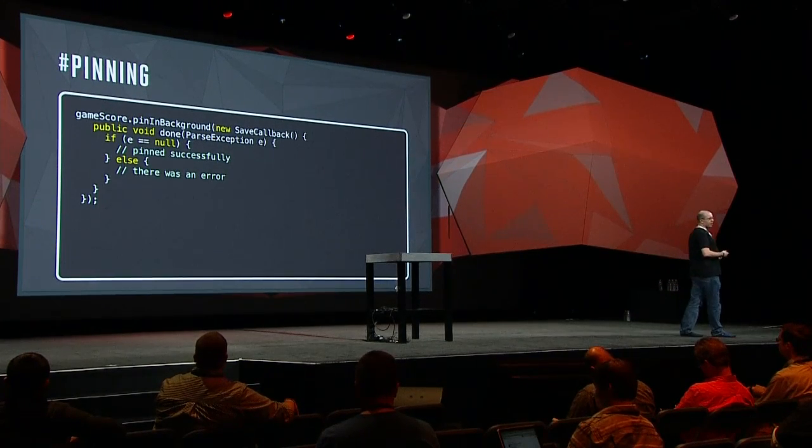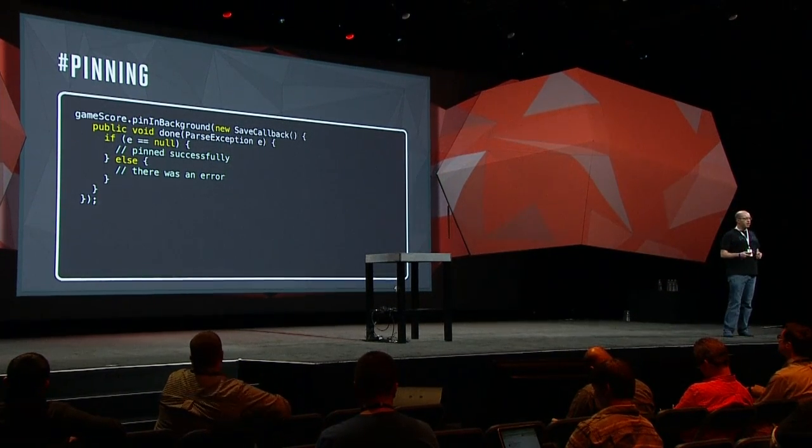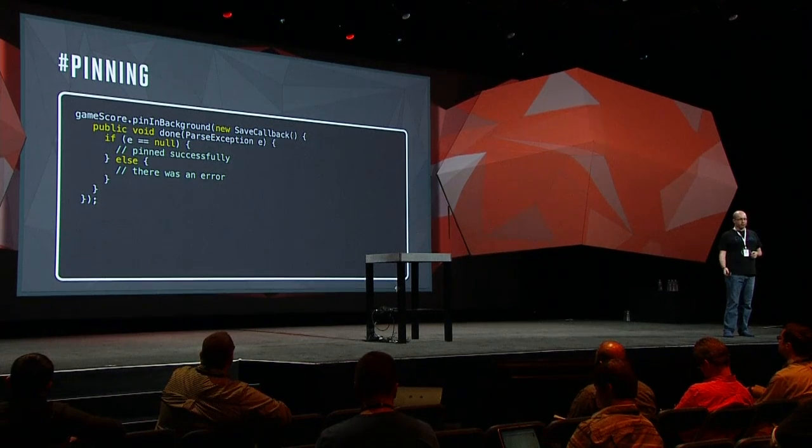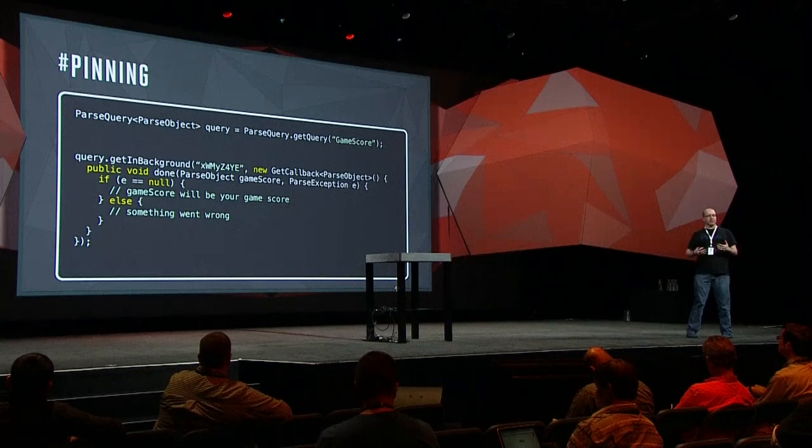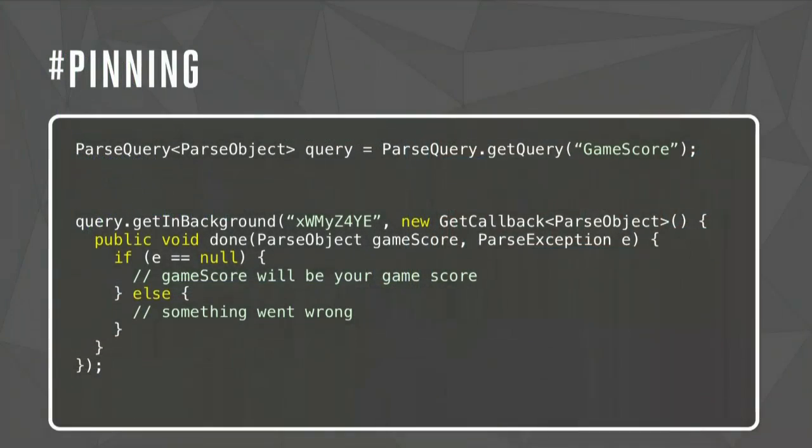Of course, as with all of our save methods, there's also callbacks to let you know when it was done. And that pretty much covers how to tell us that you want an object to be available, how to store it in the local data store. But the next question is, how do you get an object back out? And there's a couple of ways to do that.